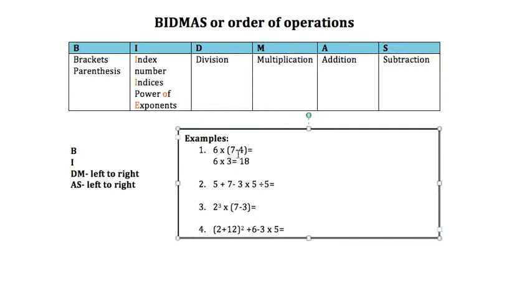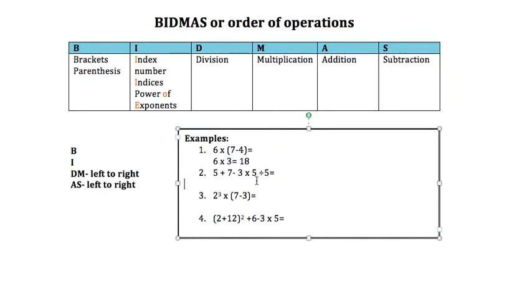So we just went 7 take away 4. We're left, we can get rid of the brackets because we don't need them anymore. The brackets are simply there quite often just to help us to see which part of the sum we need to do first. So that's that one.